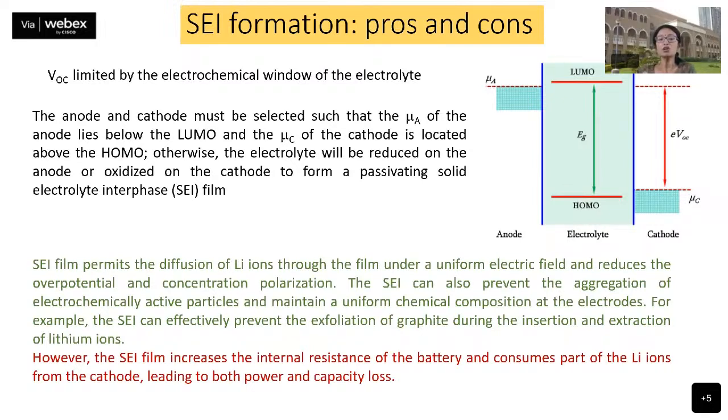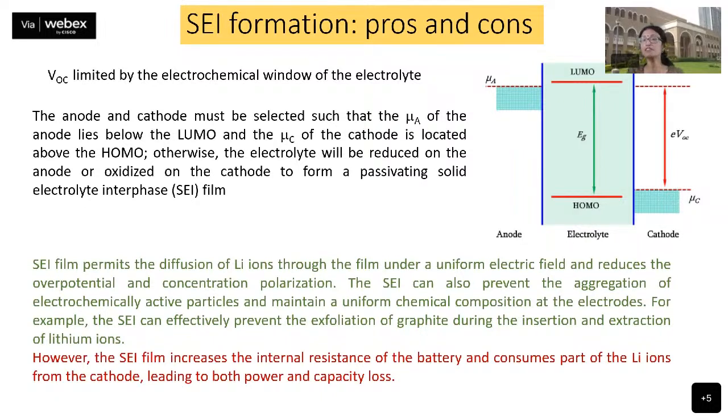Why? Because this VOC is limited by the electrochemical window of your electrolyte. So if you look into this right-hand side figure, which is shown over here, this is your electrolyte, which has your highest occupied molecular orbital and your lowest unoccupied molecular orbital. So the anode and the cathode have to be selected in such a way that the anode chemical potential lies below the LUMO of your electrolyte, and your cathode chemical potential lies above the HOMO of the electrolyte.